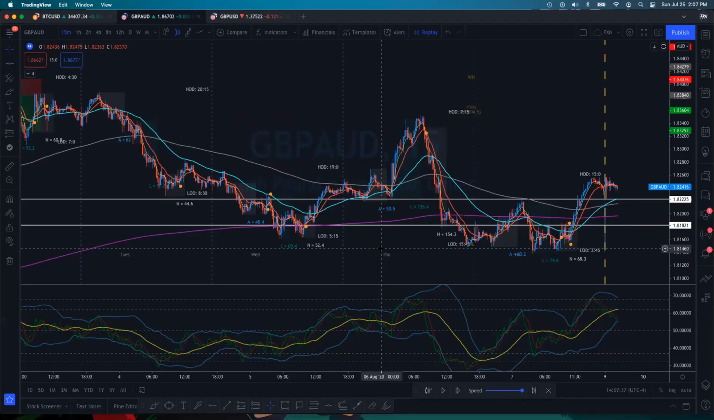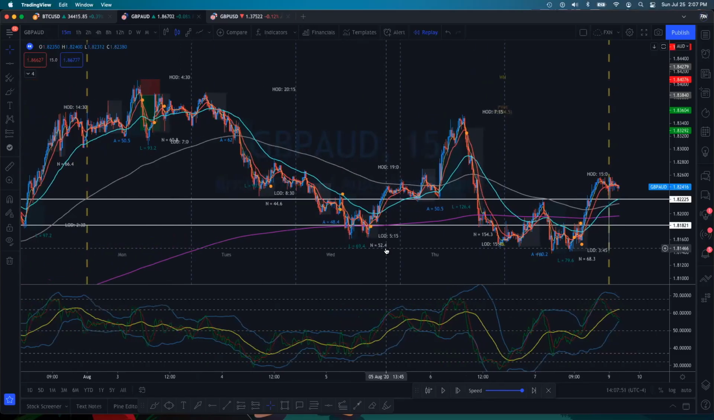Now this is only one pair, right? So let's just say you're following three to four pairs because you're only trading London. I think with three or four pairs, you could have gotten maybe three or four trades for that week, depending on whatever pairs you're trading.